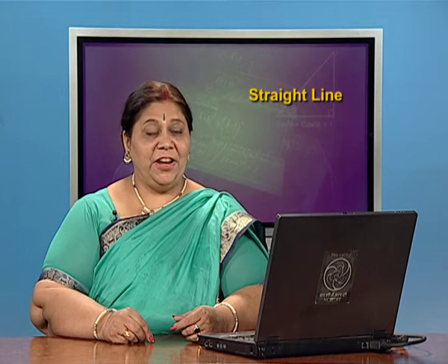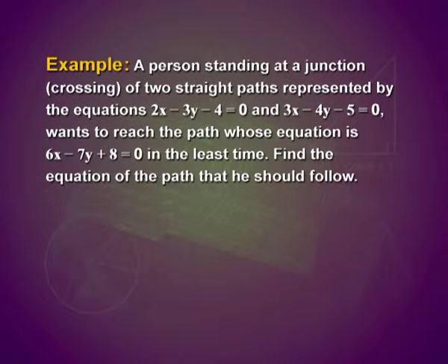Let us see a very interesting example here. A person standing at a junction, that is a crossing of two straight paths represented by the equations 2x minus 3y minus 4 is equal to 0 and 3x minus 4y minus 5 is equal to 0, wants to reach the path whose equation is 6x minus 7y plus 8 is equal to 0 in the least time. Find the equation of the path that he should follow.